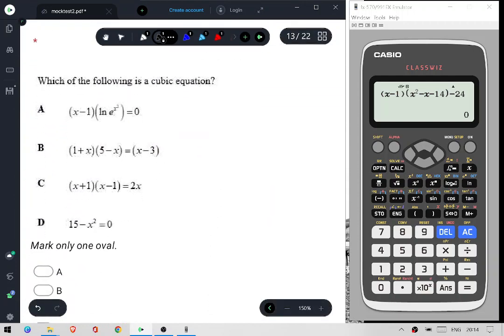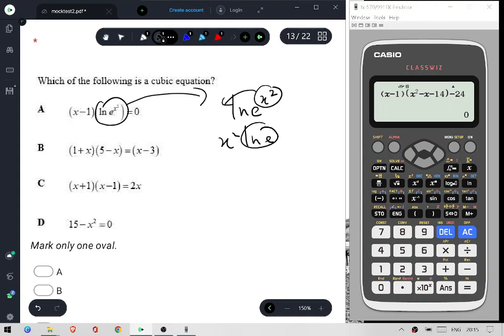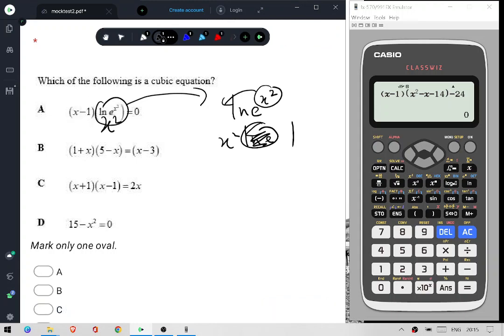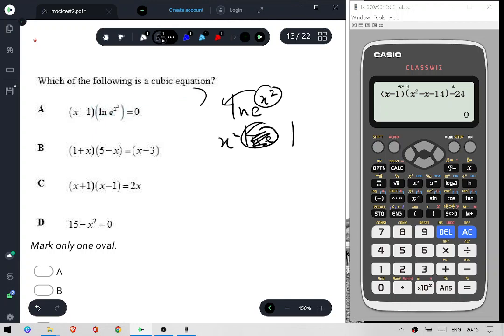Which of the following is a cubic equation? Okay, jangan tertipu kat sini saja je bagi panik. Over here, it's what? It's a ln e x to the power of x squared. Okay, x squared can bring in front. So, x squared ln e. Ln e equals to 1. So, over there is x squared. So, over here, x squared ada x tolak 1. We expect kita dapat cubic. Kita dapat cubic. So, this is the answer.